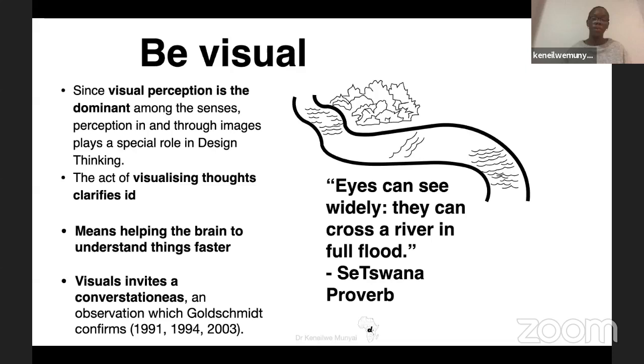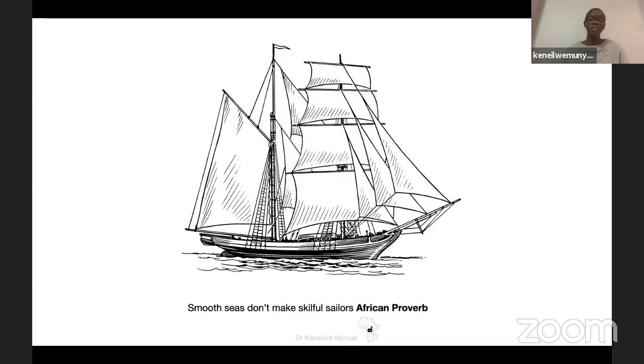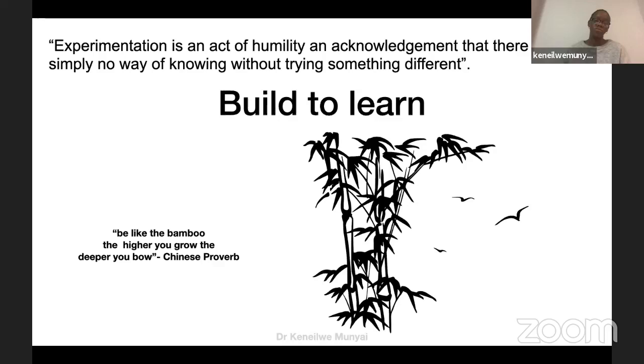And of course, experimentation is quite important as well. Building low fidelity prototypes and testing those when you're developing solutions is quite important. And of course, just to reiterate that experimentation is an act of humility and acknowledgement that there's simply no way of knowing without trying something different. So allowing yourself to experiment and try something different is important.